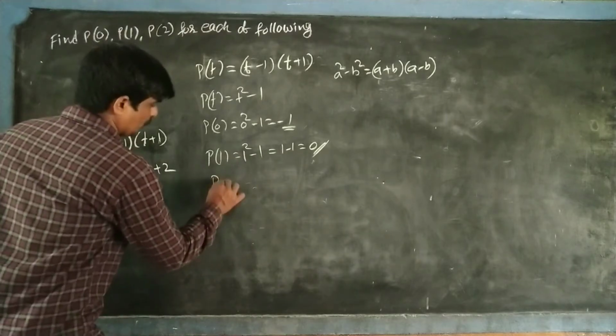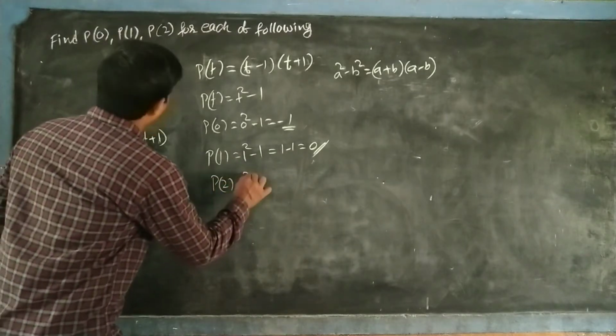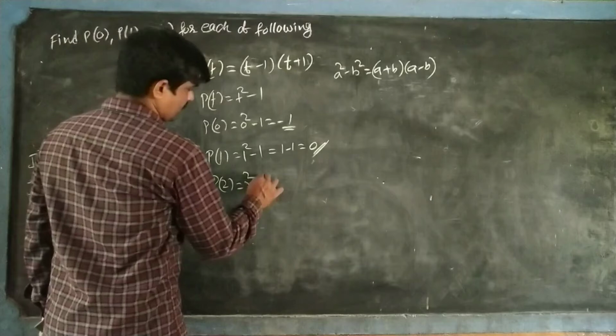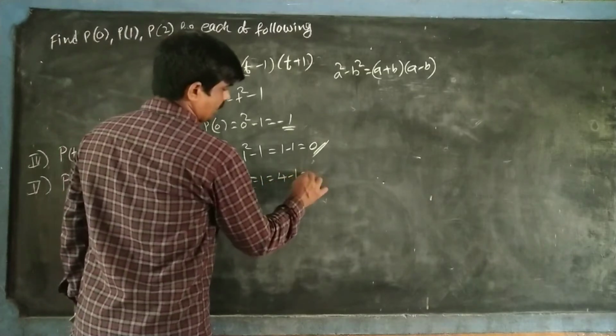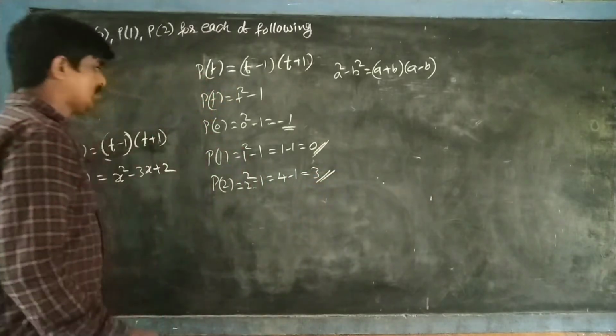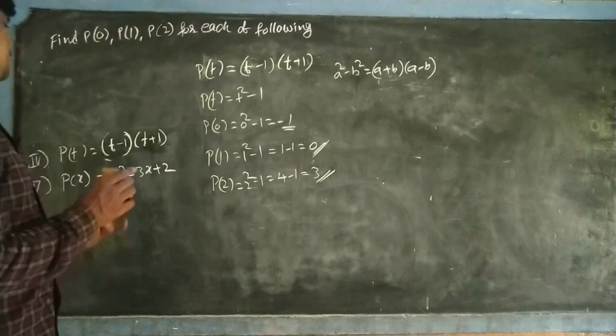Okay? Next you have to take 2. 2 power 2 minus 1 is equal to 4 minus 1, that is equal to 3. Over. Okay. Next, again one.